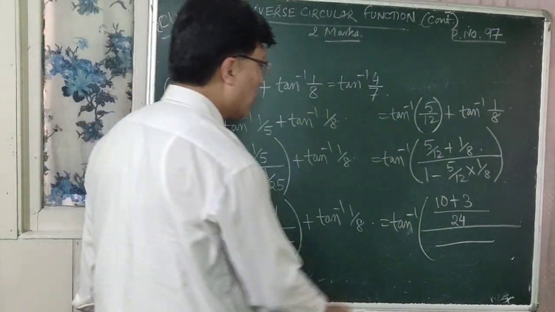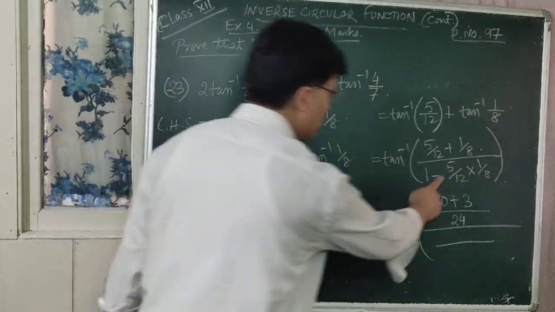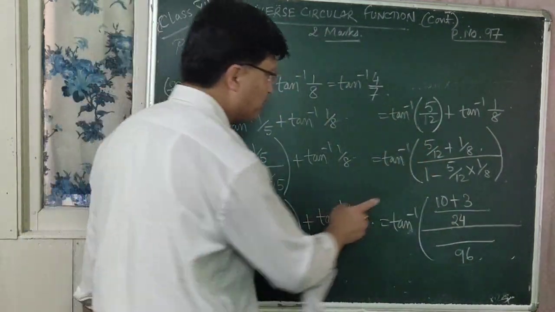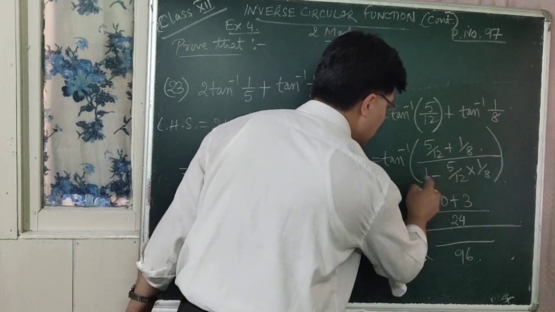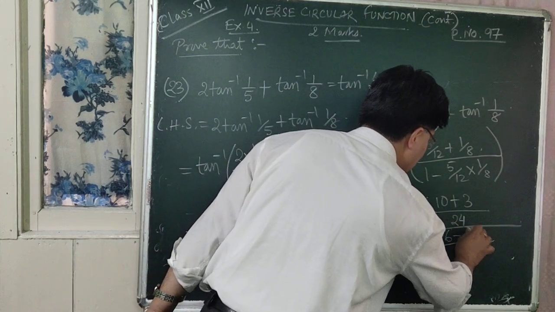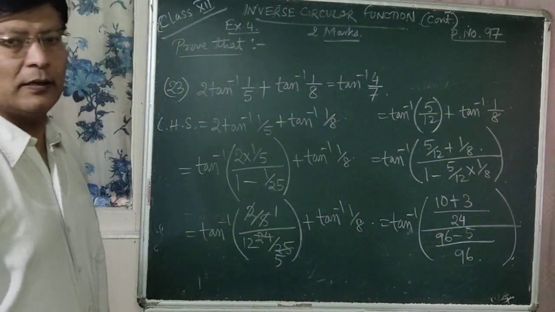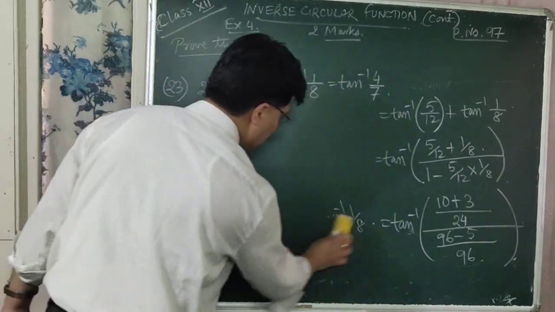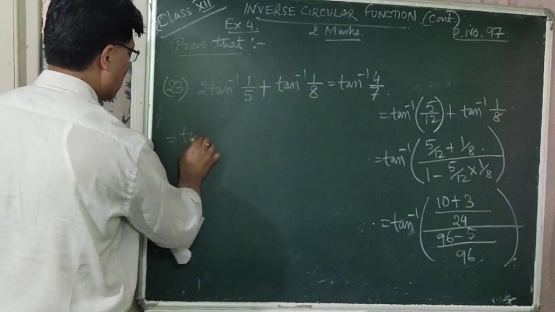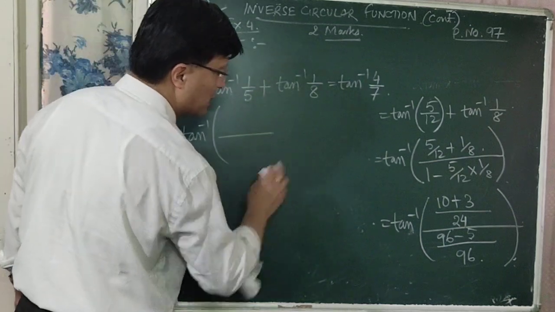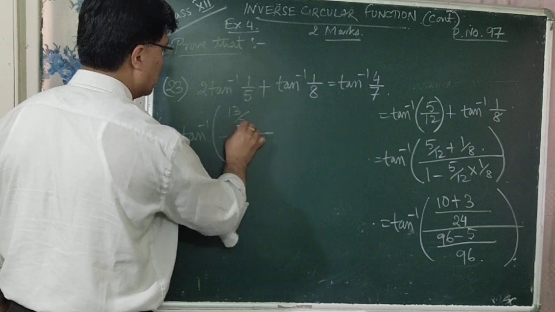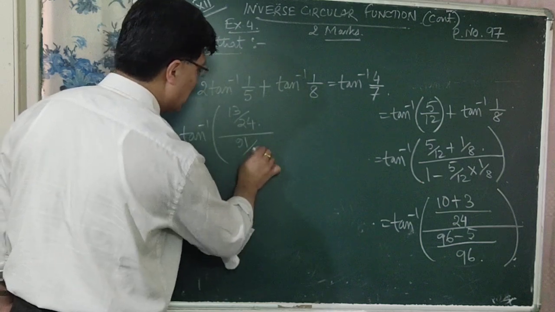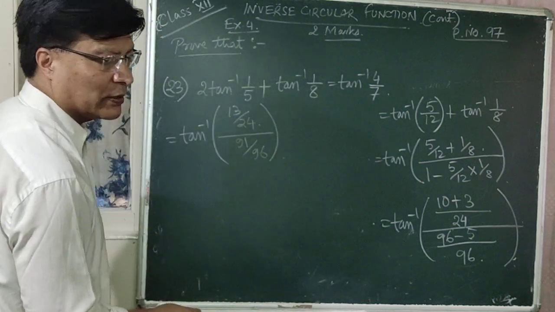Is that right? Now in the denominator, what's the LCM? 12 into 8. This is 96. 12 8s are 96. So 96 ones are 96, then minus 5. Right? Now again you have to simplify it. So again you have to simplify this left hand side. So which is equal to tan inverse, now in the numerator 10 plus 3, 13 divided by 24, next 96 minus 5, 91 divided by 96, okay?